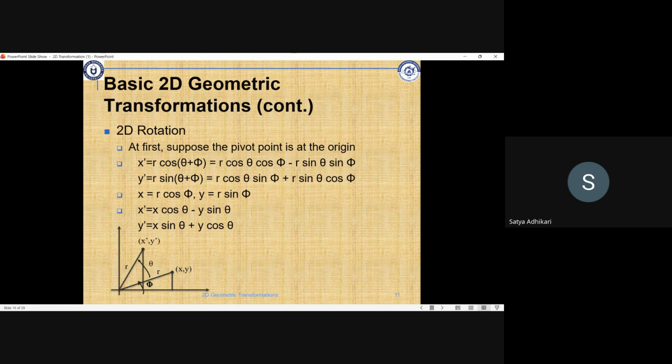So x dash equals r cos(theta plus phi). Phi is the initial angle and theta is the rotation angle. So the total angle will be formed of theta plus phi. Initially it is phi, then theta is in the positive direction, so the final angle will be theta plus phi. So we know that x dash equals r cos(theta plus phi).